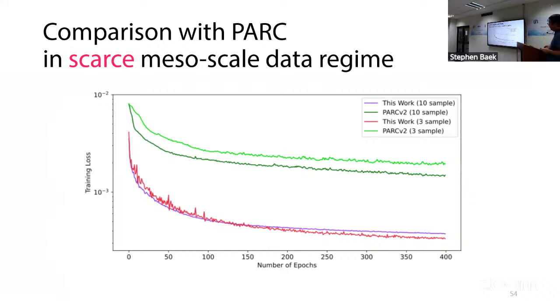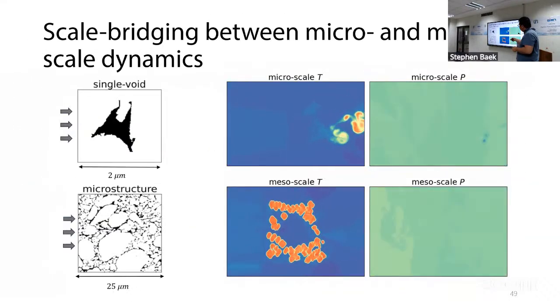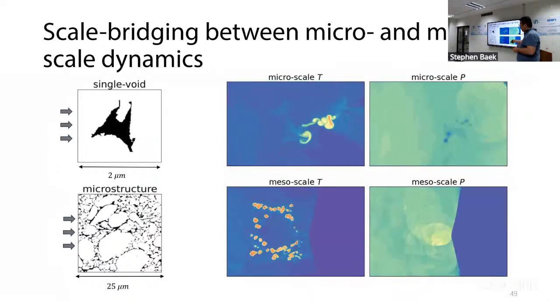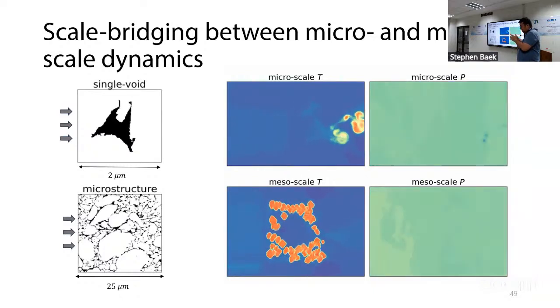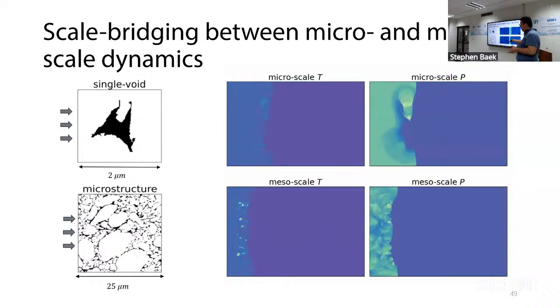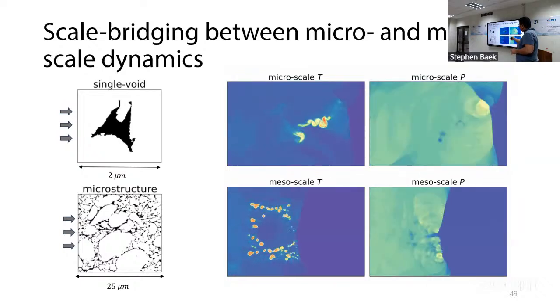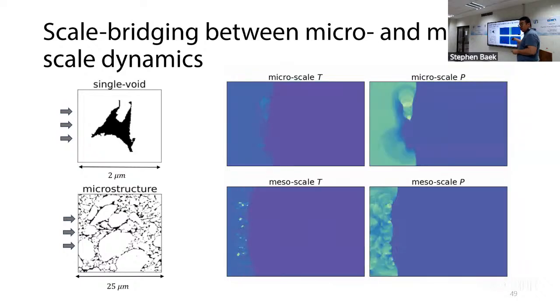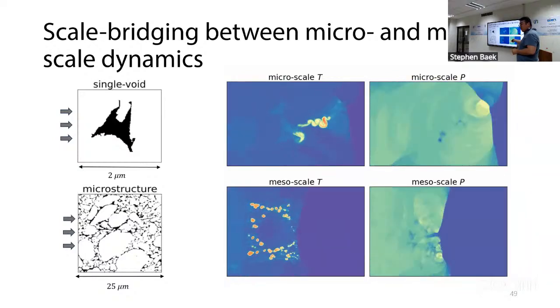So the benefit of this kind of scale bridging is that the single void simulation is a lot less expensive compared to the larger scale simulation, for an obvious reason. If you have a smaller scale that you want to simulate, that's much less expensive compared to a larger grid. So we can afford a large number of single void simulations, relatively speaking, whereas the large scale simulations are way more expensive.